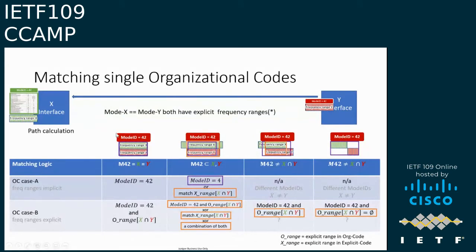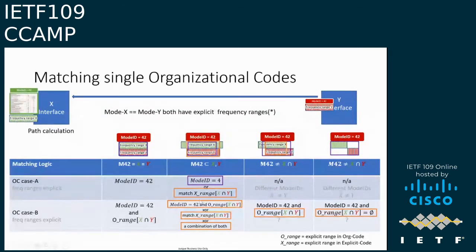The key point is, if you pick a single application code or mode ID, I call it mode ID because it's easier to discuss with a name. So I said mode ID equals 42. That's basically the code that the interface Y tells to the path calculation. That's the mode it is operating, and the path calculation knows its local mode, which happens to be also 42. So there is a complete match.